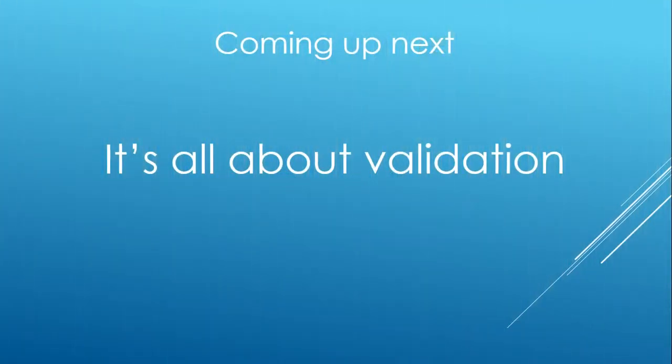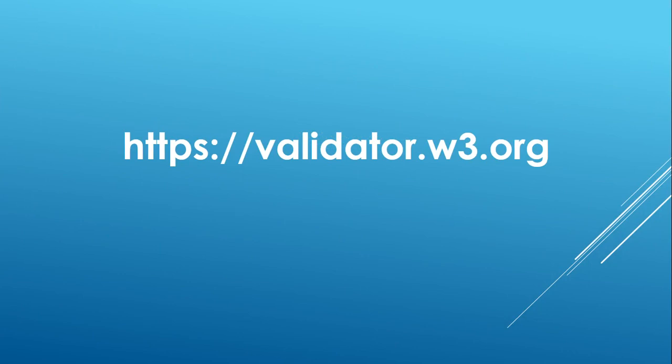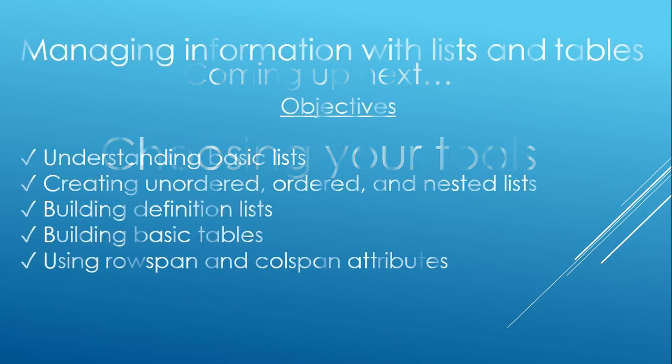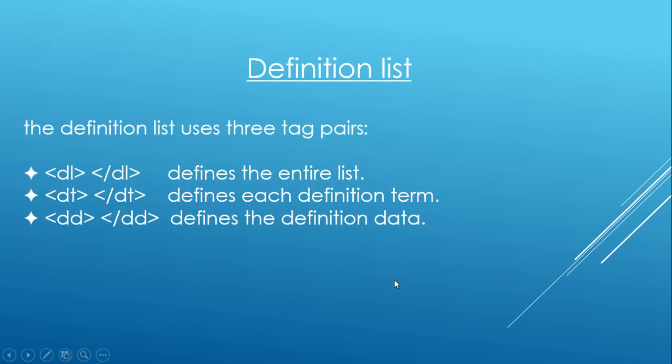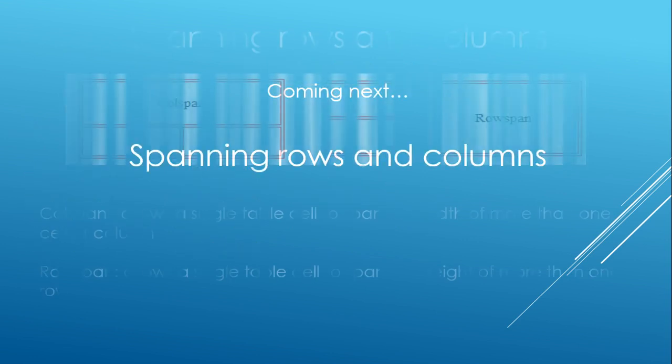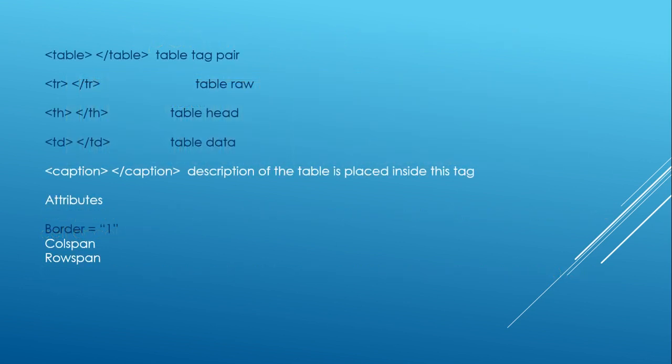And we talked about validations, and we saw a website, validator.w3.org, that can help you to validate your code. And after that, we worked on managing information with lists and tables. You guys learned how to make ordered and unordered lists, nested lists, and build definition lists, basic tables, and using rowspan and colspan attributes. And we talked about building tables. You worked on spanning rows and columns.